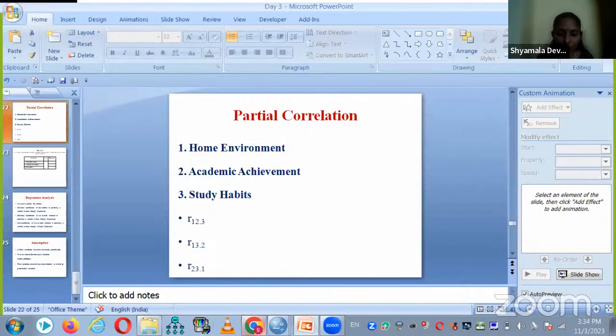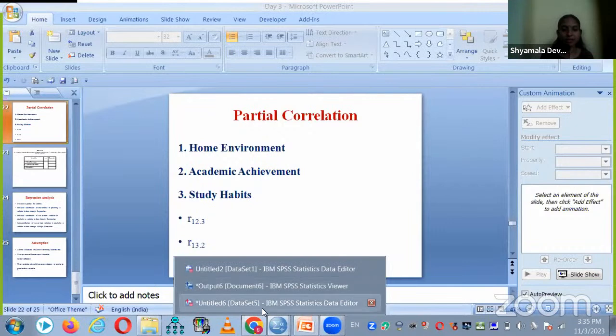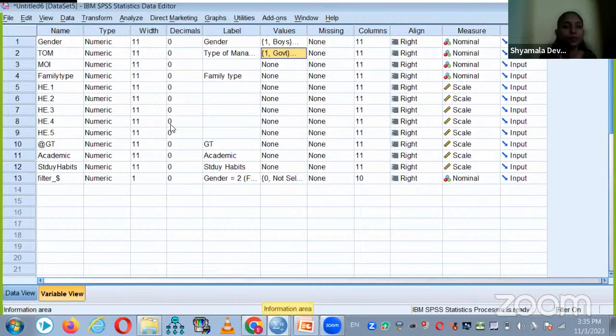Okay. So now let me show only one analysis. That is R12.3. Okay.